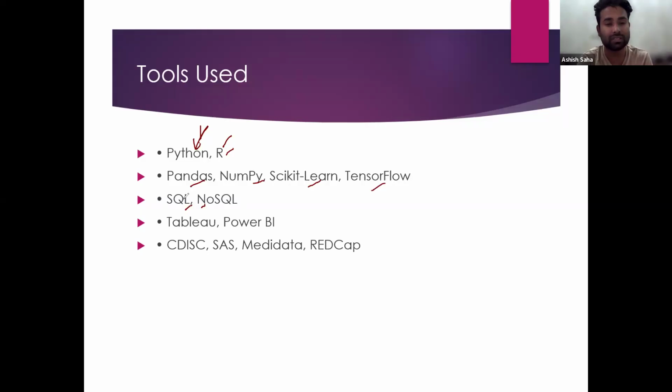Between those, you require only one, SQL. Then Tableau and Power BI. Power BI and Tableau are both used for analysis purposes, so you can use any one tool. The next ones are CDISC, SAS, Medidata, and REDCap. These are some of the tools that we're going to use to make an AI model. I hope these tools are clear.